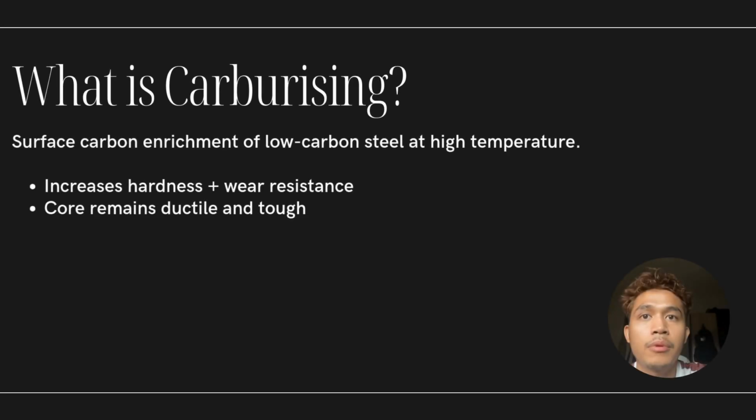Basically, carburizing is a heat treatment process used to increase the carbon content on the surface of low carbon steel. This process forms a hard, wear-resistant outer layer while the core remains softer and ductile. Essentially, we get a material that is both strong at the surface and tough inside.